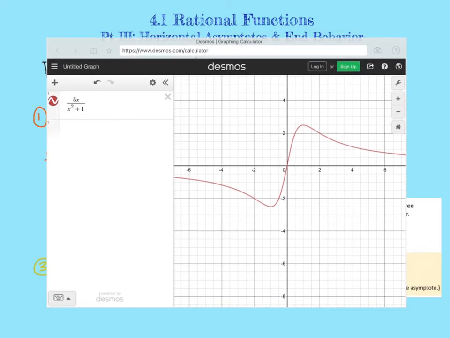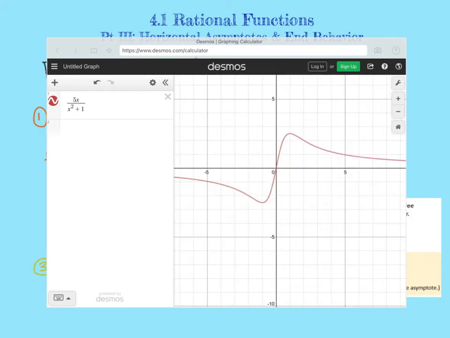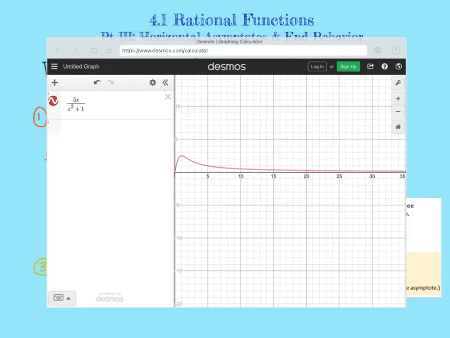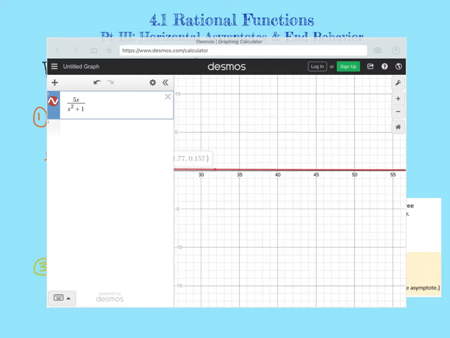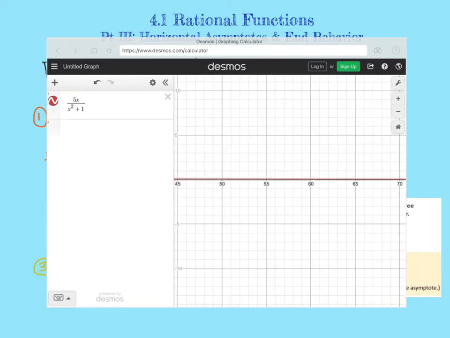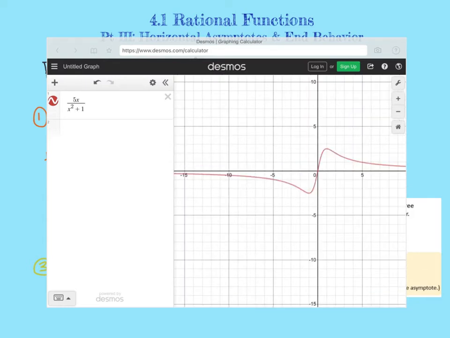So we can clearly see in here that while it's very strange in the middle, as we look to our end, so let's explore all the way to the right, as x approaches positive infinity, we can clearly see that our graph is approaching the x-axis. We have the right end behavior of 0. That is the horizontal asymptote. It's the x-axis, the line y equals 0.